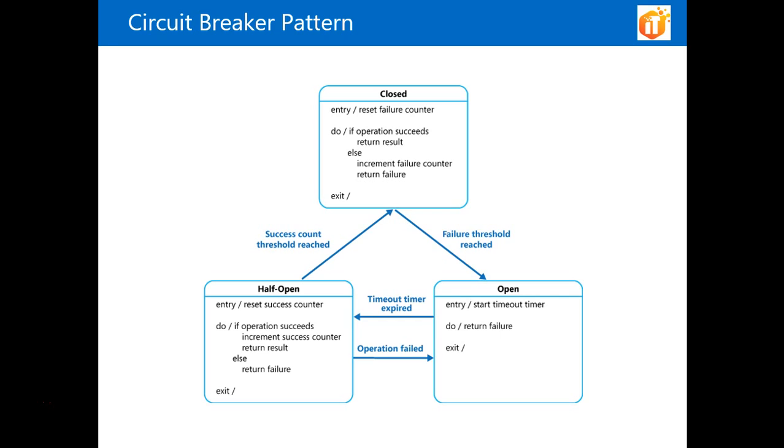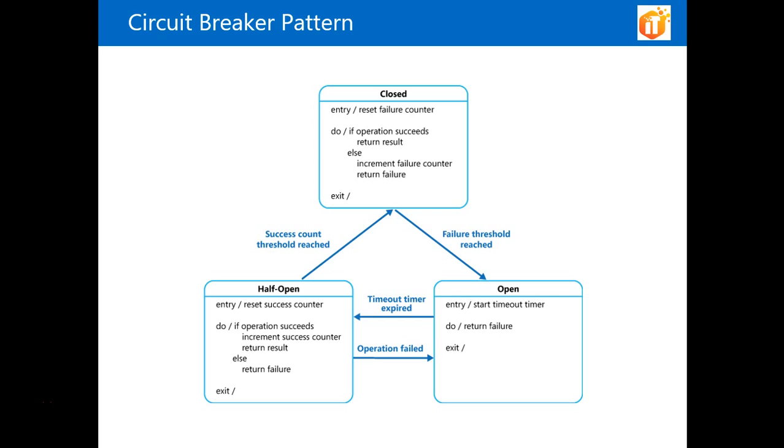If the number of recent failures exceeds a specified threshold within a given time period, the proxy is placed into the open state. At this point, the proxy starts a timeout timer, and when this timer expires, the proxy is placed into the half-open state. Then you have the open state. So the request from the application fails immediately and an exception is returned to the application.